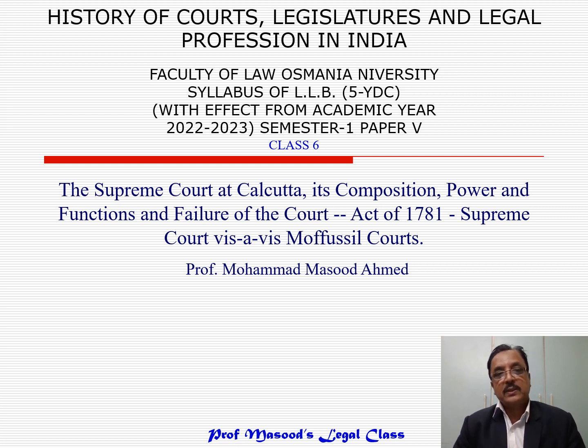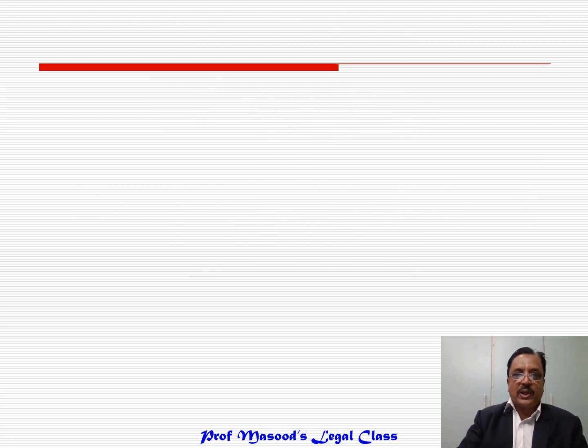Today's topic is the Supreme Court at Calcutta: its composition, powers and functions, and the failure of the court. Act of 1781. Supreme Court, Mufassil Court. These topics are there in a law subject called History of Courts, Legislatures, and Legal Profession in India. This subject is there in LLB, affiliated to Osmania University and most of the universities in India. So let us go for the first slide.